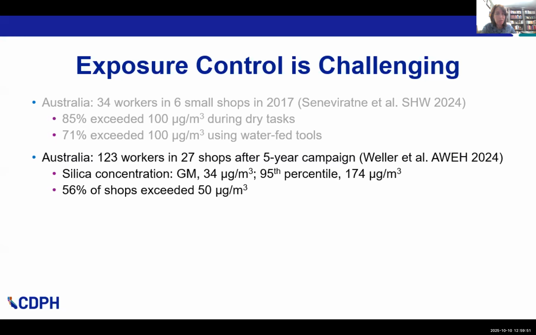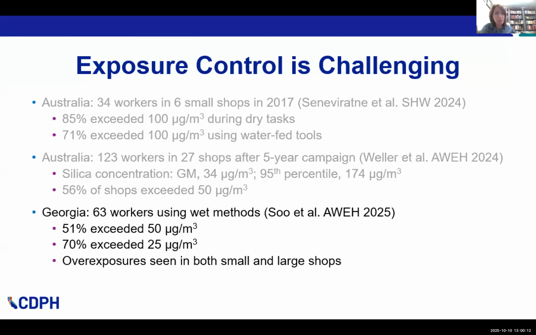So while these two studies can't necessarily be directly compared, I think it's fair to say that exposures after the 5-year campaign were lower than they had been in 2017. But there was still a lot of overexposure happening despite all of their efforts.